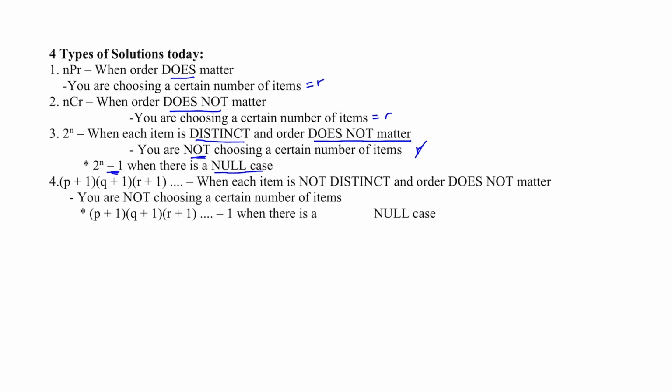Okay, and then our last problem there we looked at was p plus 1, q plus 1, r plus 1. And this is when each item is not distinct and order does not matter. And you are not choosing a certain number of items. So this is p plus 1, q plus 1, r plus 1. When there is a null case, then we minus 1 at the end. Okay, so you just got to ask yourself that question each time. If the null case is not included, take away the no options.